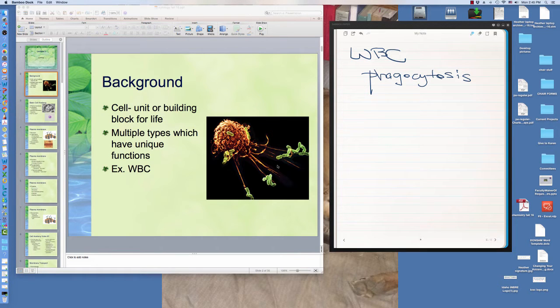Not every cell has the capacity of doing this. So white blood cells do have the capacity of doing this with these particular cell membrane extensions, but other cells don't. Another sort of example of unique anatomy with a cell are the red blood cells, which in the case of humans have no nucleus. Most cells we're going to talk about do have nuclei, and we'll talk about the function of those, but red blood cells, human red blood cells, do not have a nucleus.